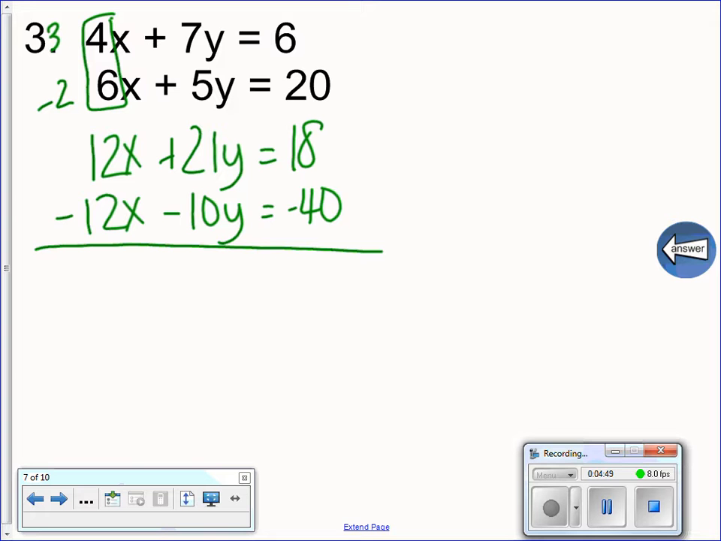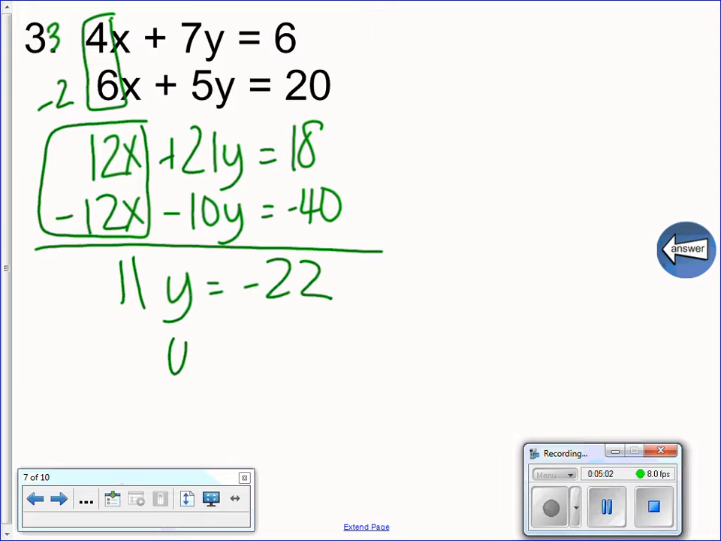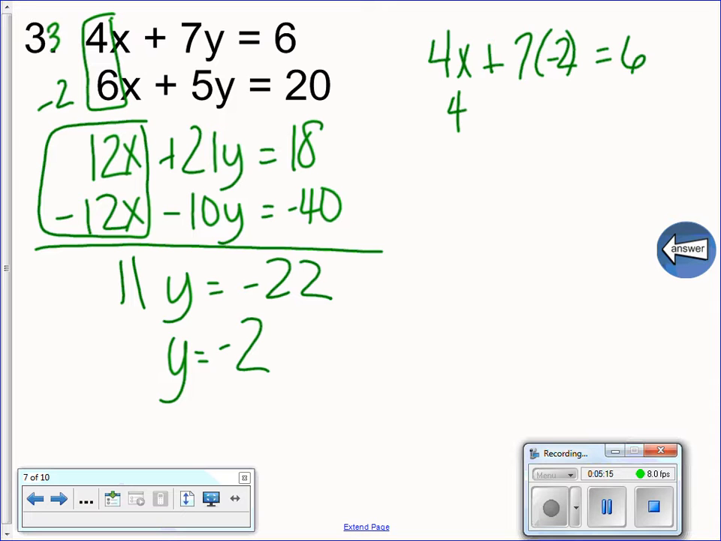Now I can add them together because these have the same coefficient but opposite signs. So that gets me 11y equals negative 22, so y is equal to negative 2. Substitute back in: 4x plus 7 times negative 2 equals 6. So 4x minus 14 equals 6. Add 14 to both sides. I get 4x equals 20, so x equals 5.